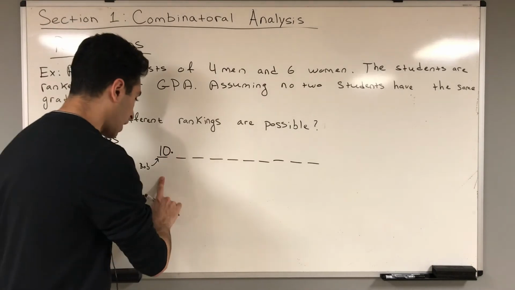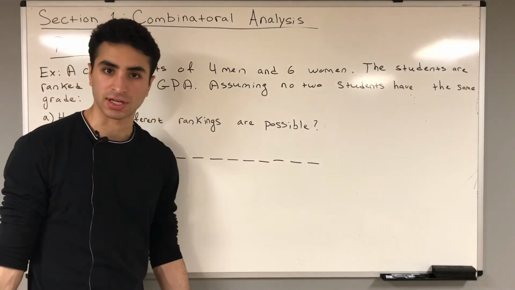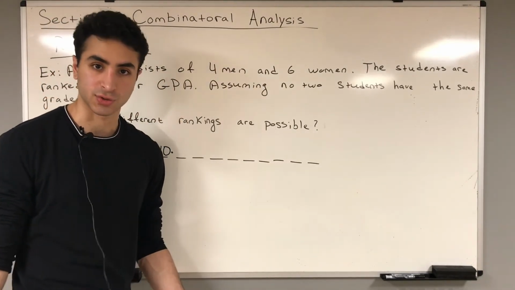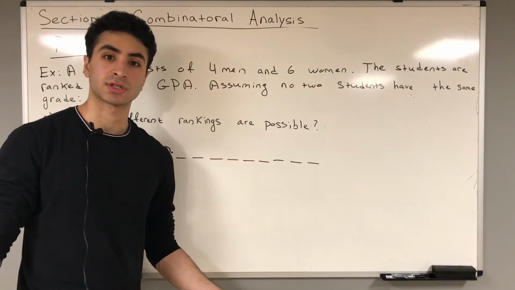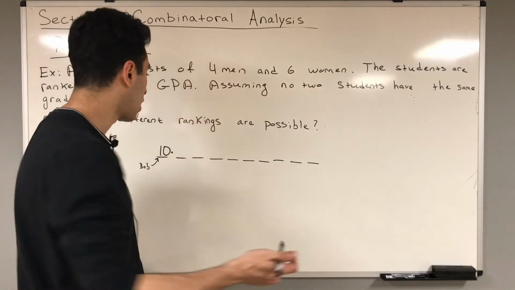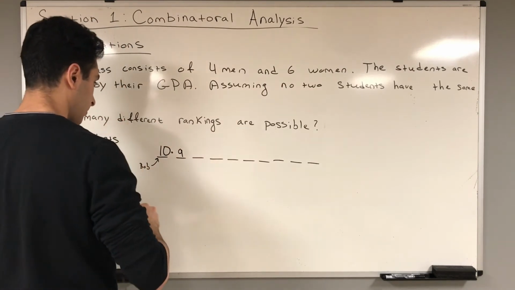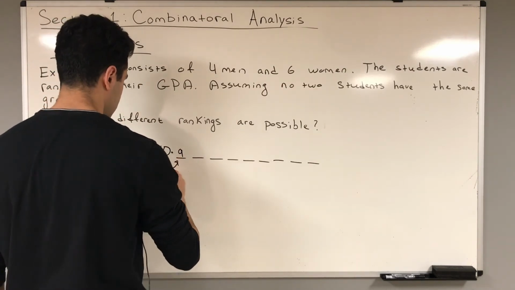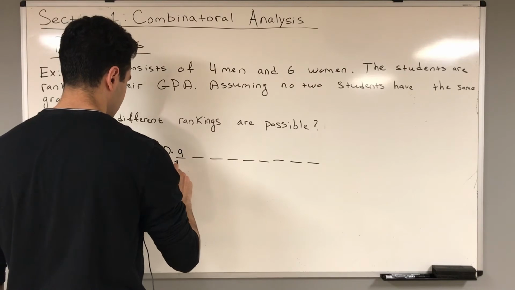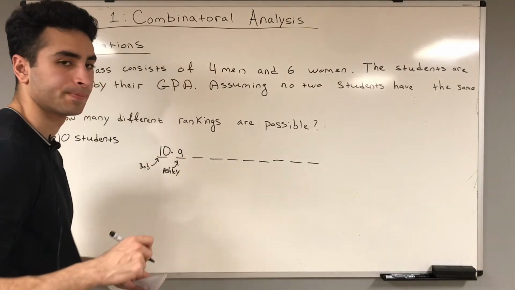Once we have chosen Bob, we don't have 10 students anymore, right? We have 9 other students left. 9 other students to get the second place. Oh, so 9 students for experiment 2. I don't know. Ashley has the second highest grade, and she's mad at Bob.